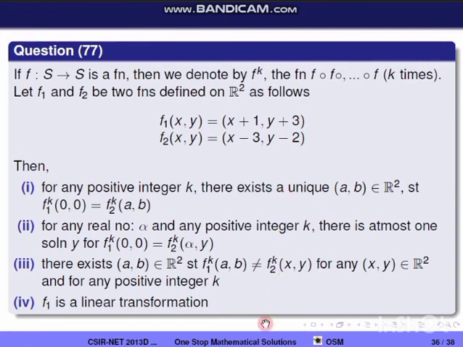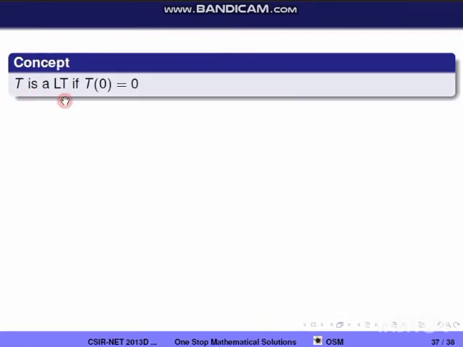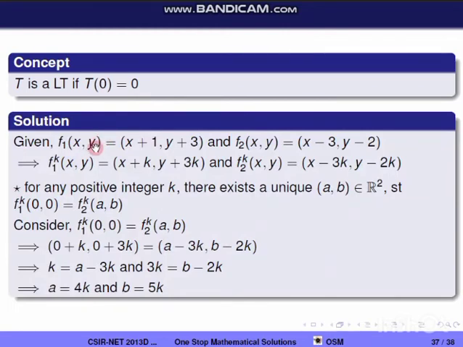So we'll look into the concept used. T is a linear transformation only if T of 0 is equal to 0. Now we'll move on to the question. They are given f1 of xy is equal to x plus 1 comma y plus 3 and f2 of xy is equal to x minus 3 comma y minus 2. So f1 power k means we are compositing f1 k times. When we do that, this is equal to x plus k comma y plus 3k. Similarly, f2 power k of xy is equal to x minus 3k comma y minus 2k.